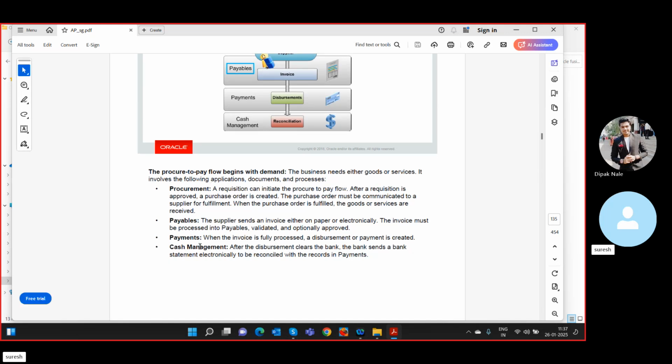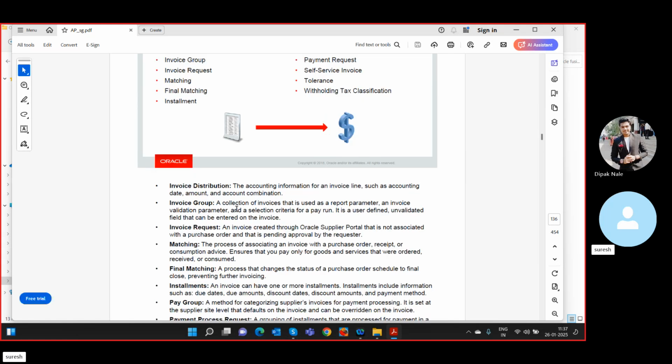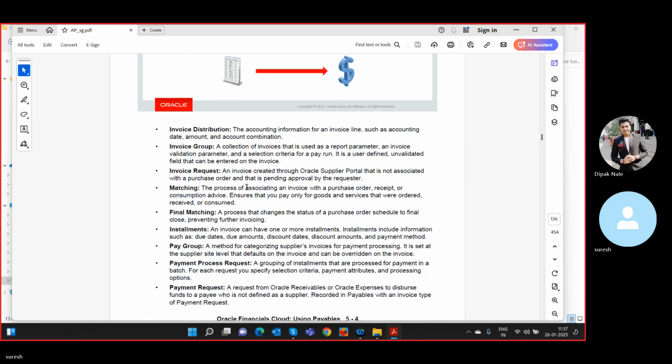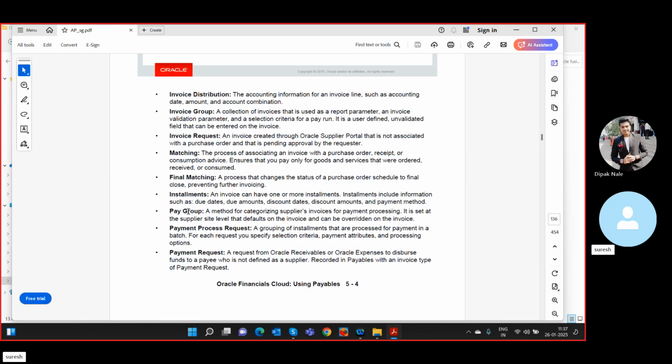So procurement, payable, payment, cash management. So they explained this one. Once you create an invoice, it will have invoice line, invoice header, date and account, invoice group, invoice request, matching. What do you mean by matching? You create a PO and you go for two-way matching, three-way matching, four-way matching inside the purchasing. So that comes when it comes to matching to the invoice. Okay. Pay group. What is pay group?